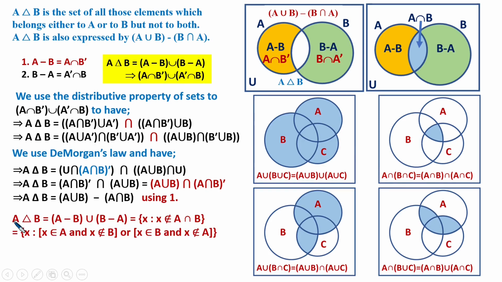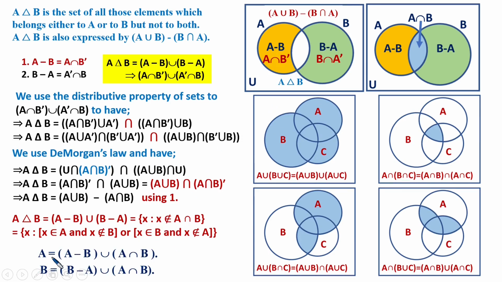So I can write this set difference, set A minus B, in set builder form, that is, x such that x belongs to A but does not belong to B, or, since you are taking a union, x belongs to B and x does not belong to A. The white region is where it belongs here but does not belong there. So this is the set builder form.